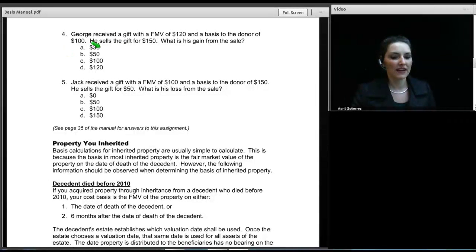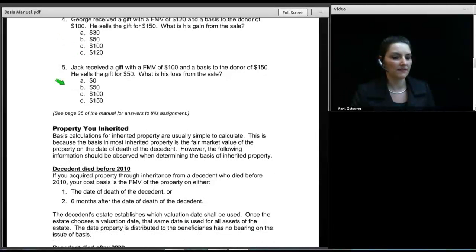So the fair market value is more than the cost, and you don't get to step up your cost as a recipient of a gift. So you're going to stick with the basis of the donor. 100 from 150 is a gain of 50.